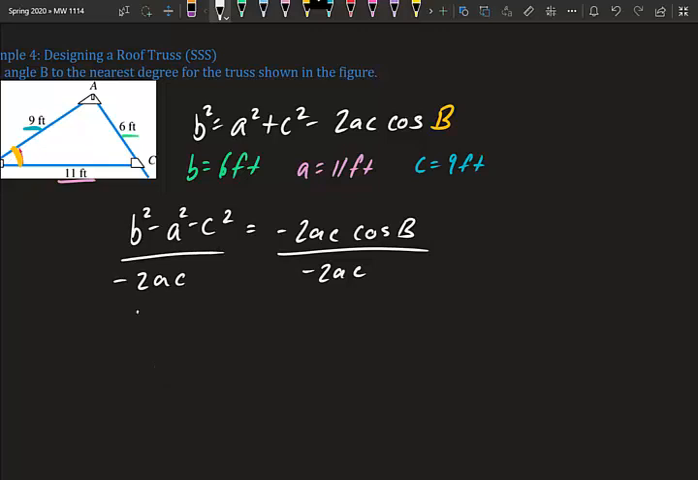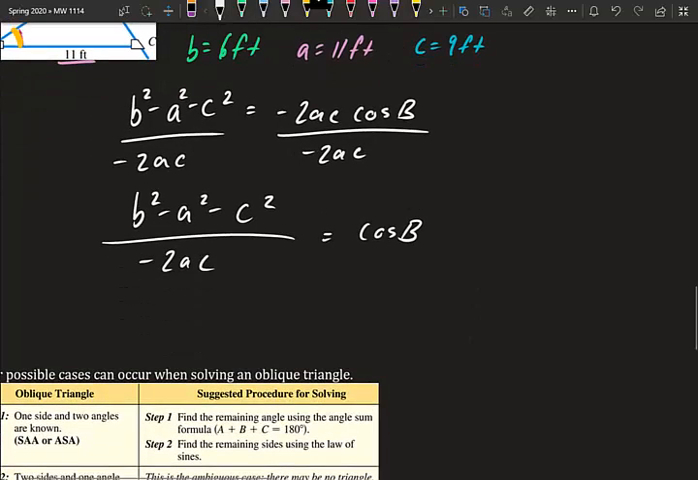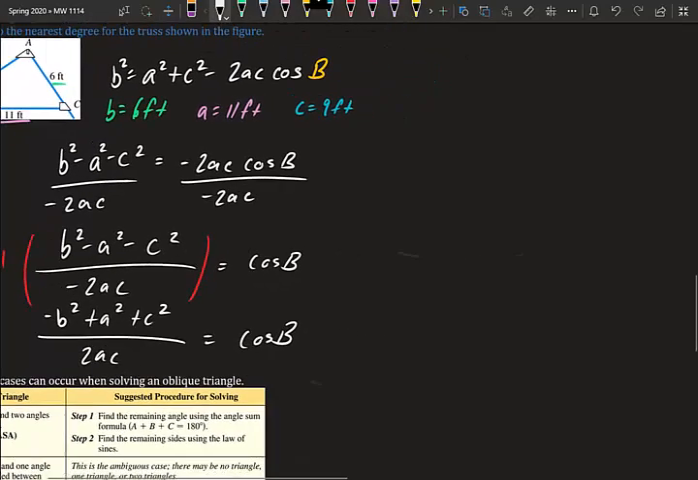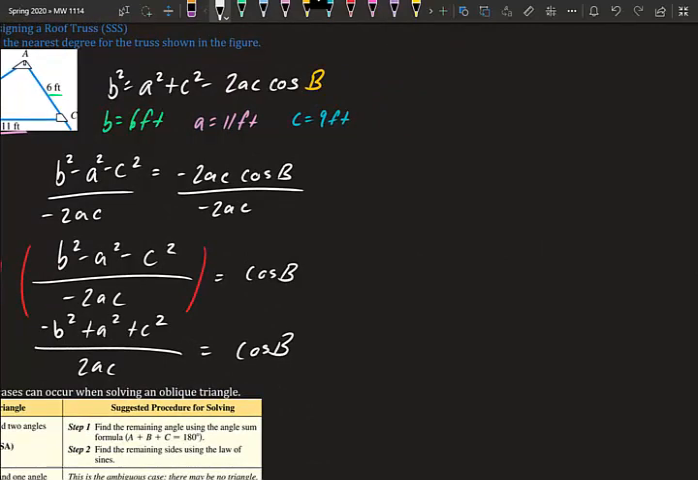So we get B squared minus A squared minus C squared over negative 2AC equals cosine B. Now I'm going to take that negative out. So when I take that negative out, we'll have negative B squared plus A squared plus C squared over 2AC equals cosine B. Now I'm going to plug everything in.